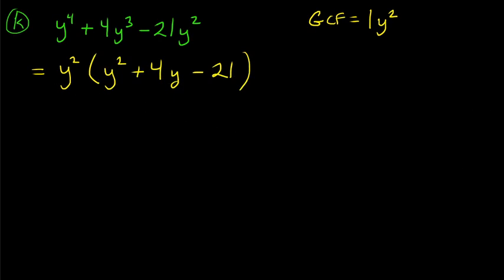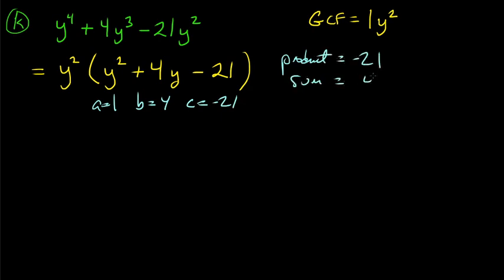Okay, can we stop there? Well, let's be careful about this. The y squared plus 4y minus 21 is now a trinomial. At this stage, right, a is 1, b is 4, and c is negative 21. So let's look for two numbers whose product is negative 21 and whose sum is, that should be a 4, positive 4.